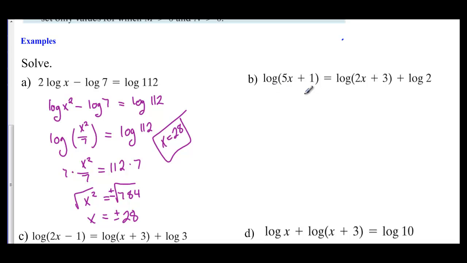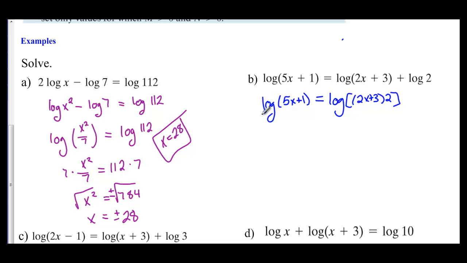For our next one, we're going to go through the same idea of combining to where we have one log statement on each side. So the left side is okay. So we have log of 5x plus 1 equals, and then on the right side, we can use our product rule. So because we have log of 2x plus 3 plus log of 2, using our product rule, we'll be able to combine those. We're going to have log of 2x plus 3 times 2. And again, the brackets are there just to let you know we're doing log of this entire thing.